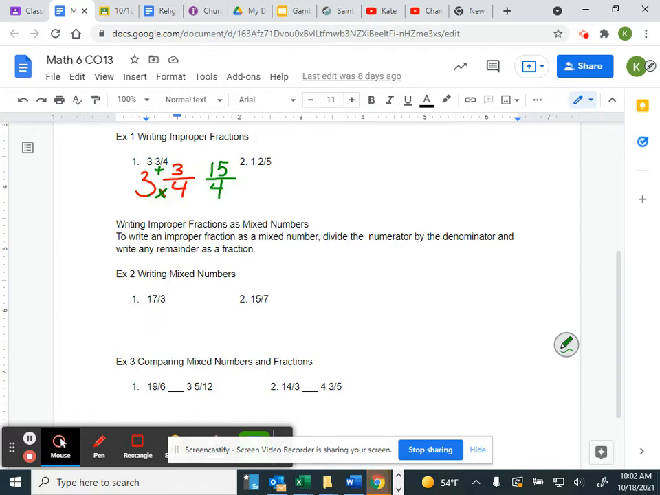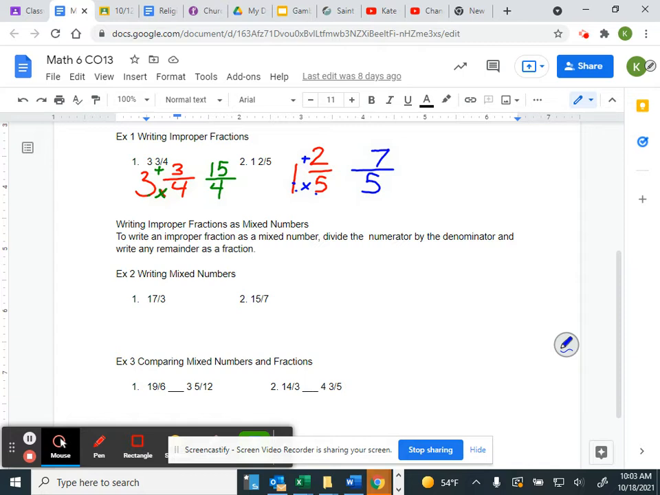So again, we have 1 2/5. So we're going to multiply our denominator by our whole number, and we add our numerator. 5 times 1 is 5, plus 2 is 7. Denominator stays the same. So you multiply denominator by the whole, and then you add it to the numerator.